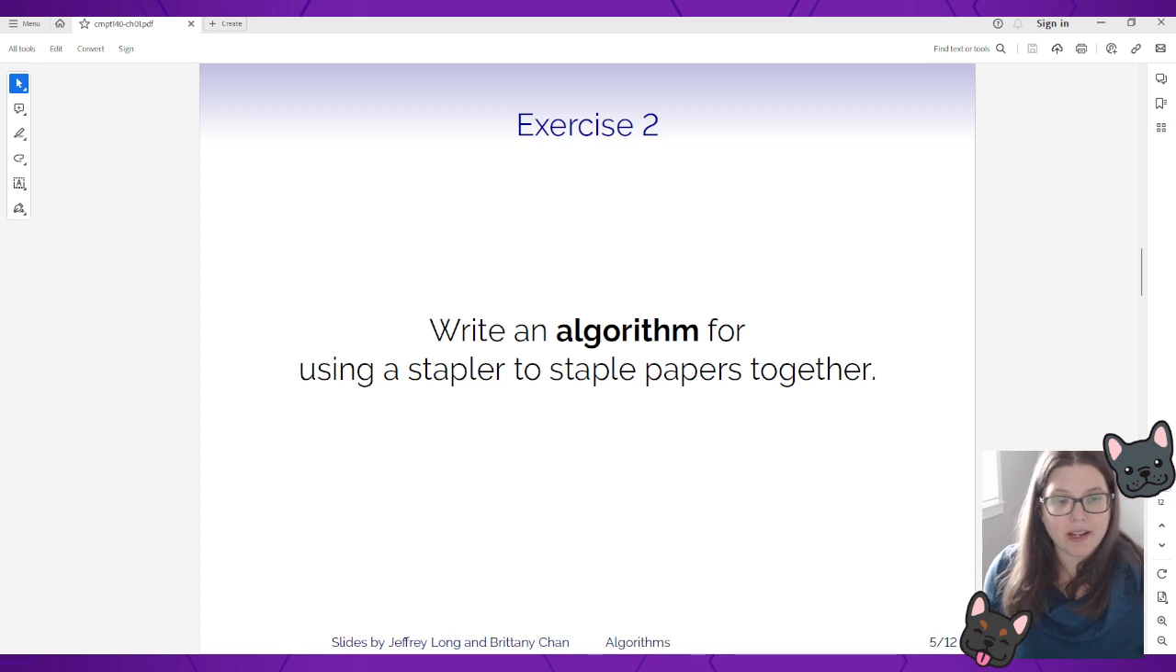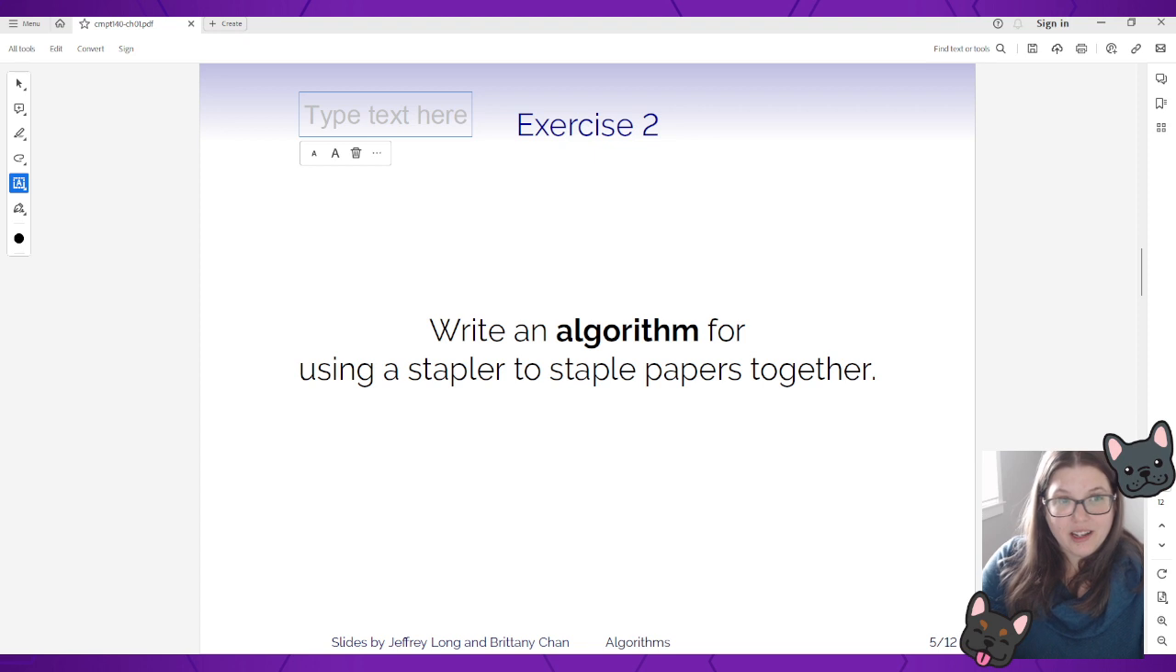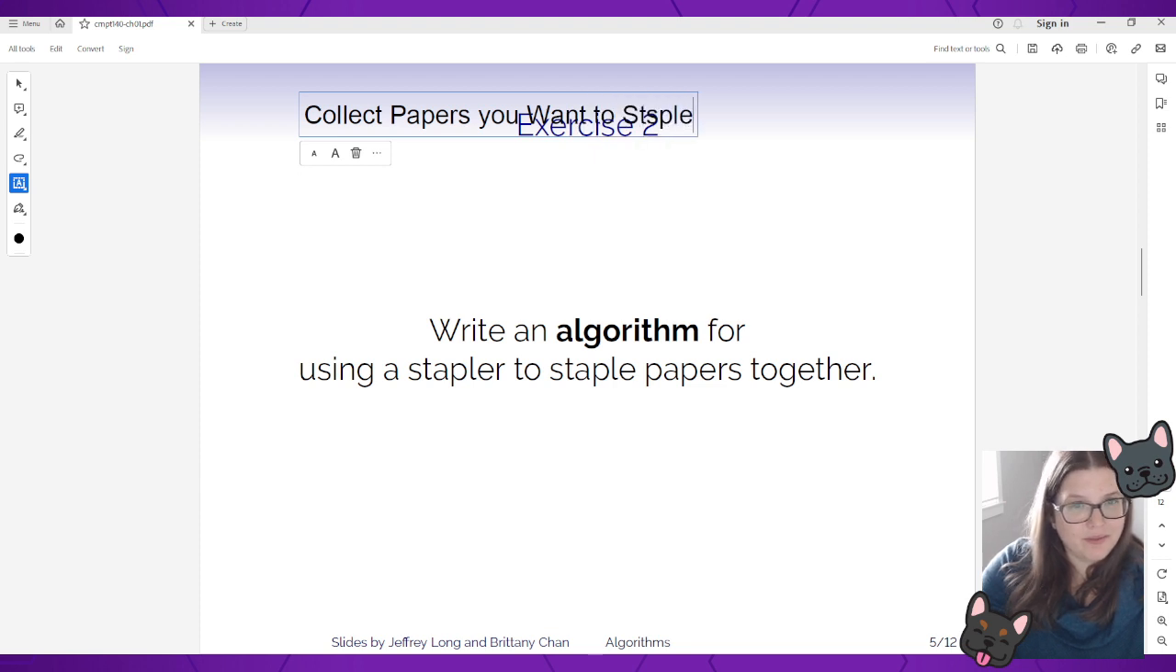Why don't we open up here a notepad? See if I can get this going. Oh, I can just write on here, I'm pretty sure actually. Bear with me for a second. So here we go. I'll just make sure that this is recording properly. Awesome. Collect papers you want to staple. Wow. And now you're getting the real life view into my typing abilities.